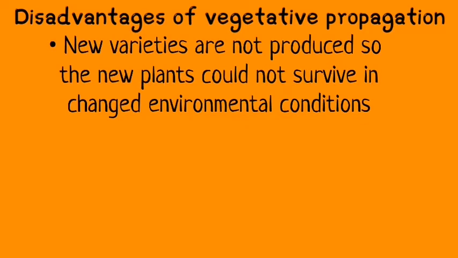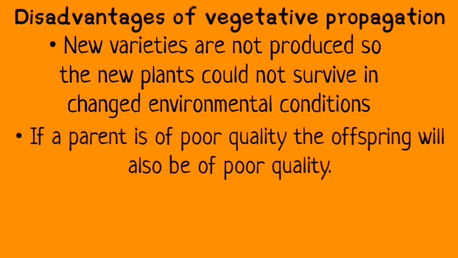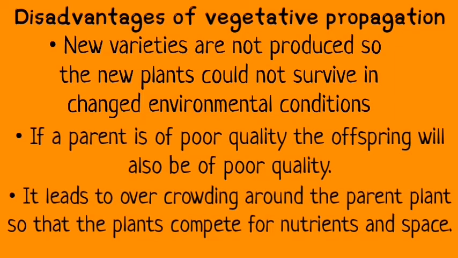It does not produce new varieties, so the new plants may find it difficult to survive in a changed environment. If a parent plant is of poor quality, the offspring will also be of poor quality. It leads to overcrowding around the parent plant so that the plants compete for nutrients and space.